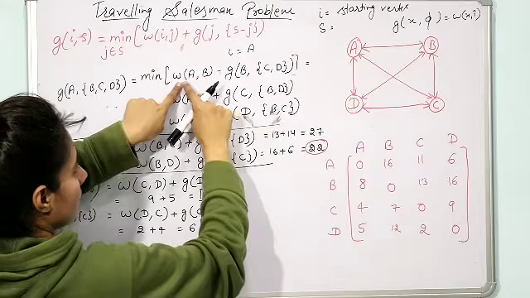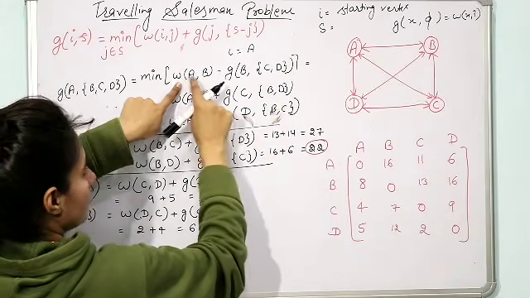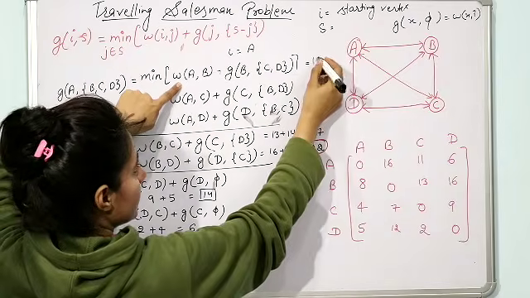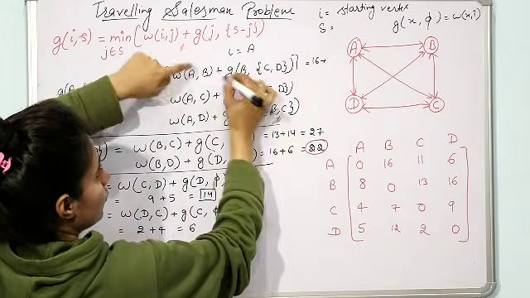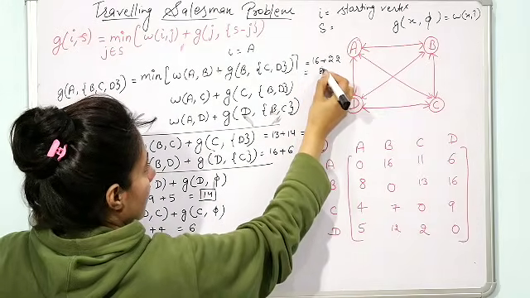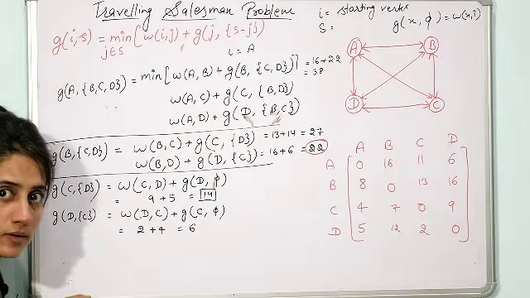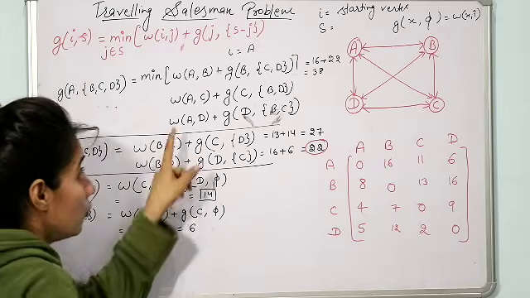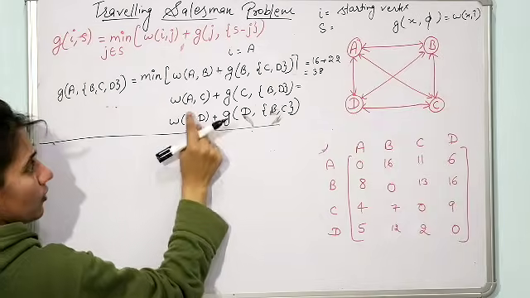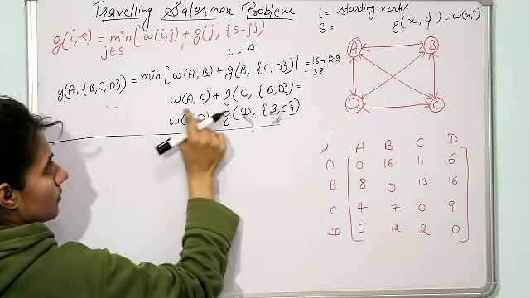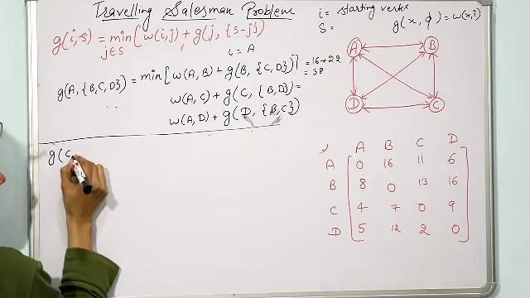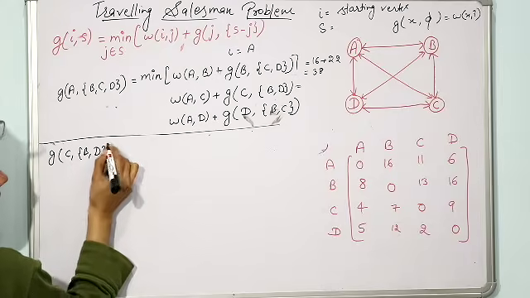Now find out the value of this complete one, when we have selected B, this root. Now weight of A to B. A to B is 16 plus this value, that is 22. And the total would be 38. This is not complete till now. We are still having this one and this one. This is the only one root we have explored. Now we will find out the value of this one. Now this is a recursive call. Now we have to solve this one first. G of C, B and D.